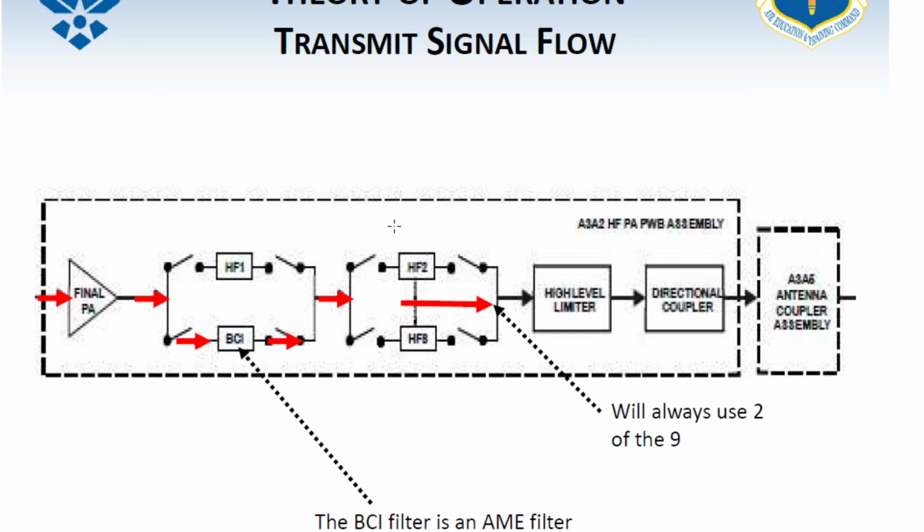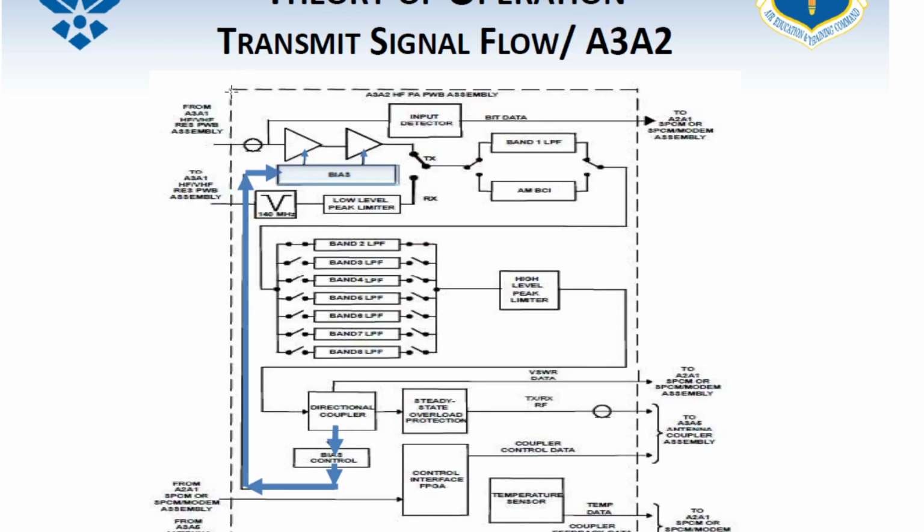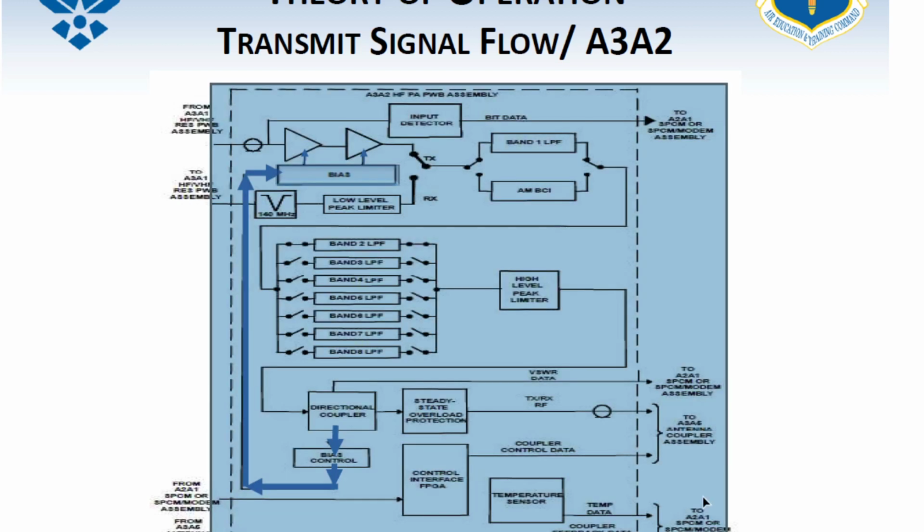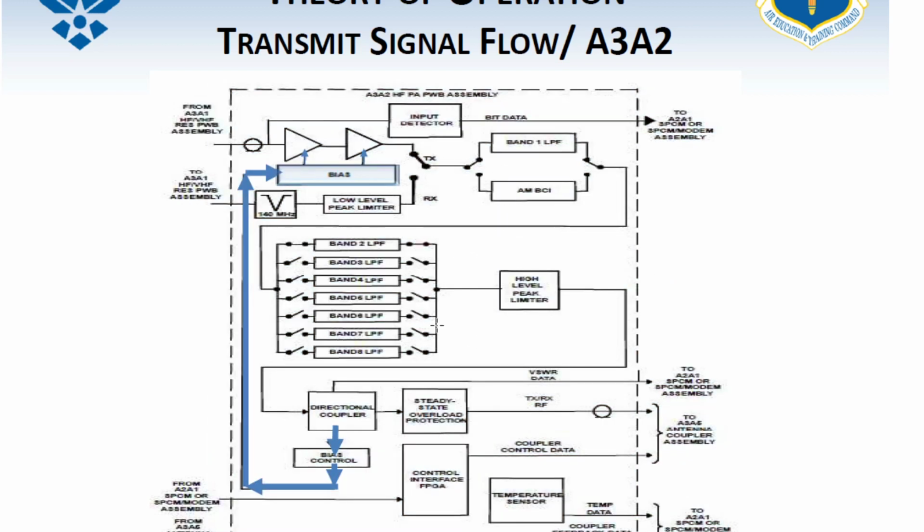Remember, this is what's known as a simplified block diagram. This is a more blown up version of what's going on in A3, A2. This is an unsimplified, or functional, block diagram. It shows you what everything is inside of there.